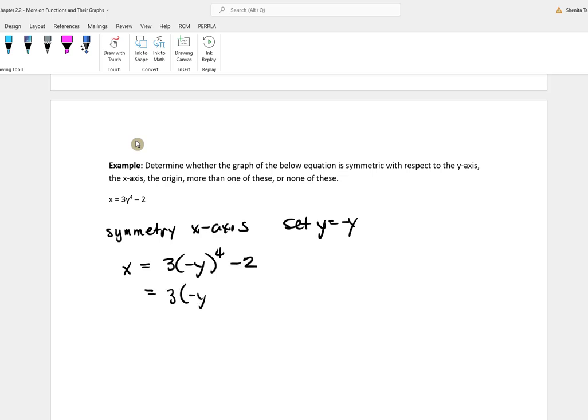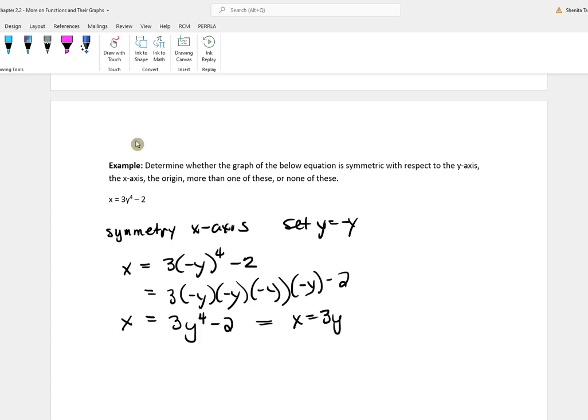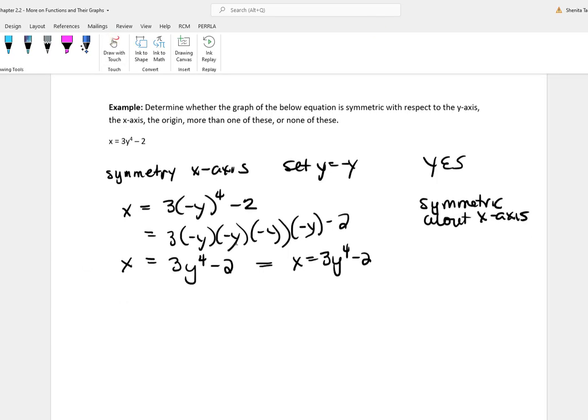If you were to multiply out these y's, you end up with 3y to the fourth minus 2. So that's equal to our original problem of x is equal to 3y to the fourth minus 2. So yes, this is symmetric about the y-axis. I'm sorry, the x-axis, not the y-axis. This is symmetric about the x-axis.